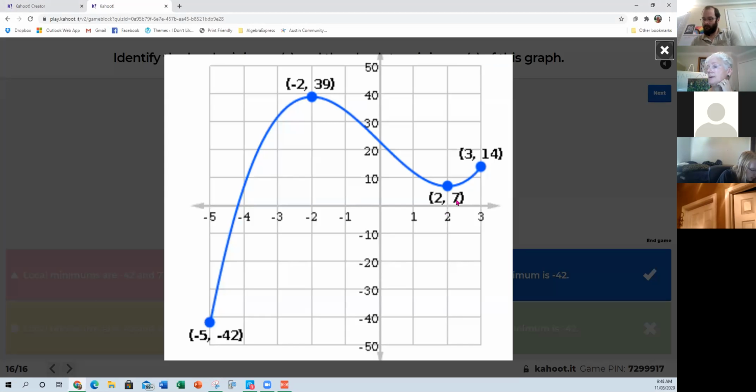And the absolute minimum is negative 42 because it is the absolute bottom. It bottoms out at negative 42. And you couldn't say that negative 42 is a local minimum because it's an endpoint. If this had continued to go back up, then you could say it was. But since it's an endpoint, you cannot say that it is.